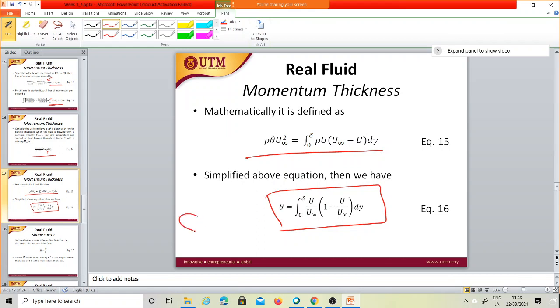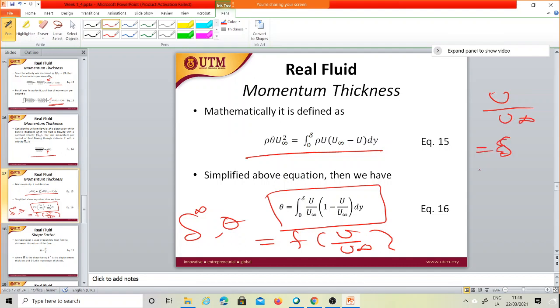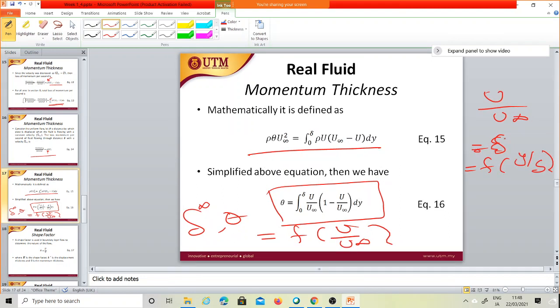So you can see that either delta star or theta are all actually a function of u by u infinity. And you know that u by u infinity is always a function of y by delta. So if you replace this in this expression, you will get another expression in terms of y by delta. So theta can be represented in the form of u by u infinity, and it can also be represented in the form of y by delta.